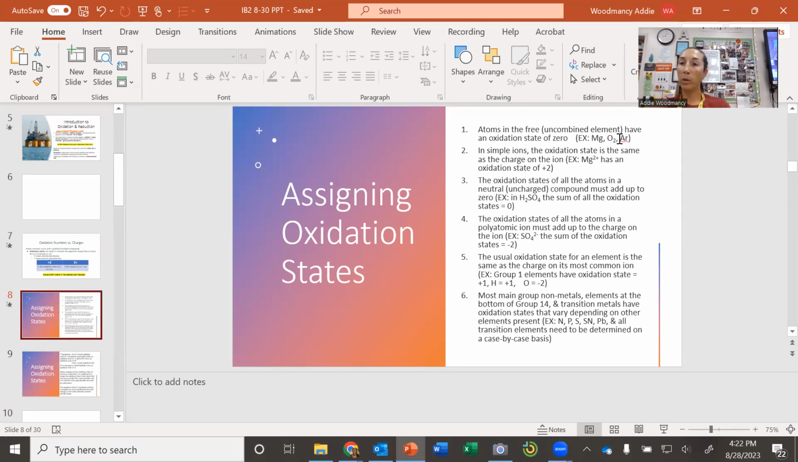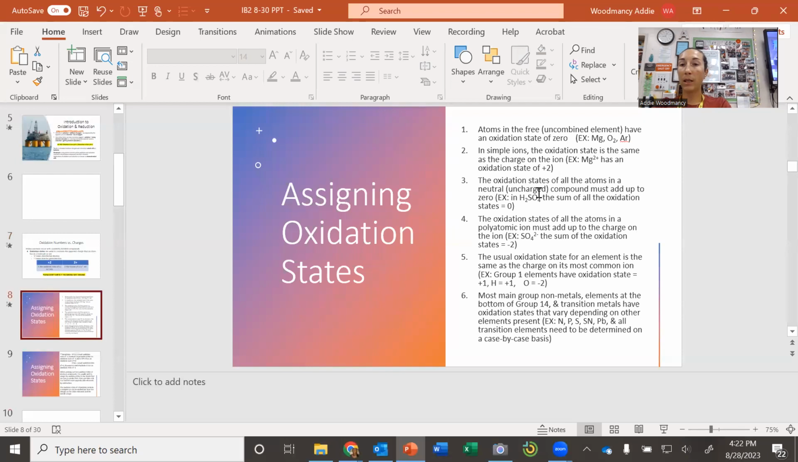If you have O2, yes, oxygen is bonded to oxygen, but it's not bonded with another element, then it would be an oxidation state of 0. Simple ions, their oxidation state is going to be the same as their charge. So magnesium is in group 2, its charge is 2+, so the oxidation state is +2.